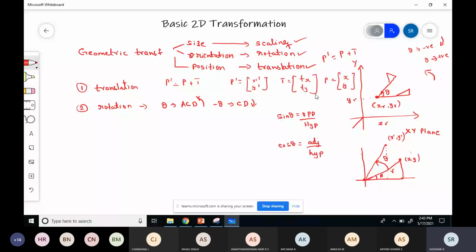So this is the formula. Sine theta is equal to opposite by hypotenuse, and cos theta is adjacent by hypotenuse. This fundamental formula, which you would have studied in 12th math, you just remember: sine theta is equal to opposite by hypotenuse and cos theta is equal to adjacent by hypotenuse.